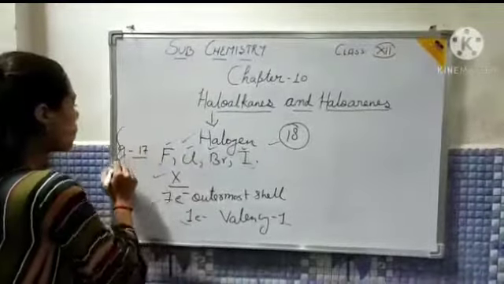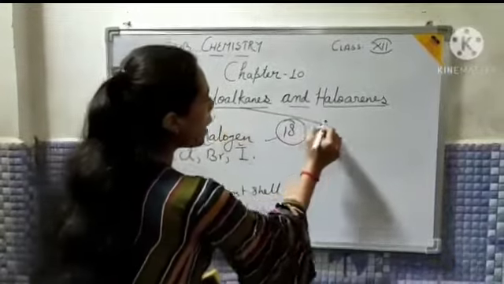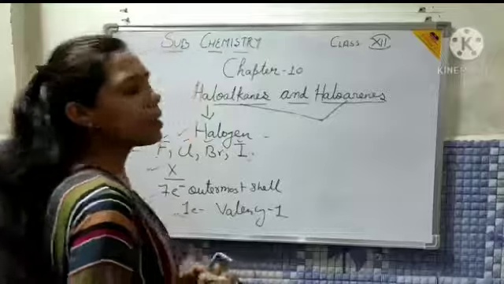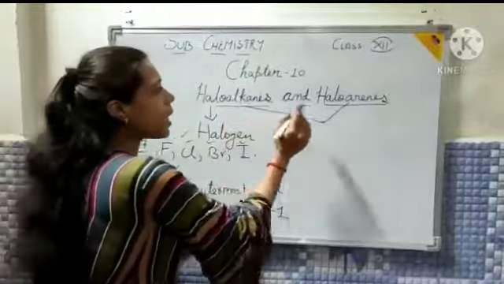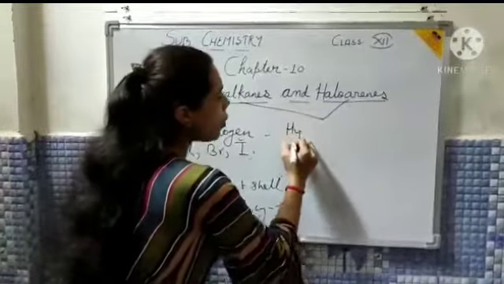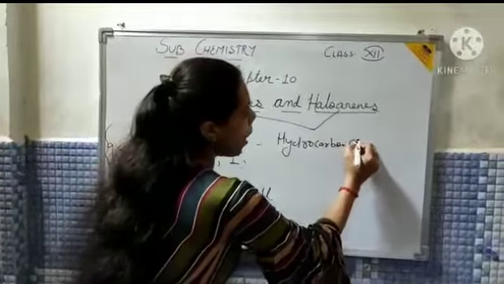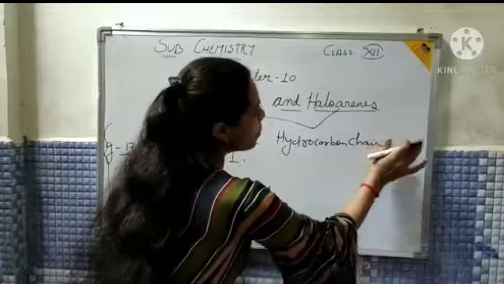Okay, now we'll come to the alkanes and arenes. Now we'll talk about the alkanes and arenes. Now what are alkanes and arenes, students? Alkanes and arenes are hydrocarbon chains. Means alkanes and alkenes are hydrocarbon chains.